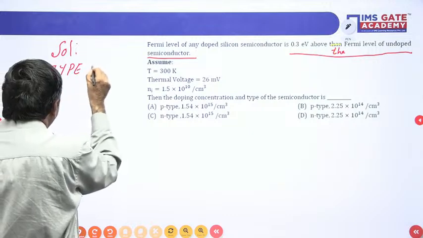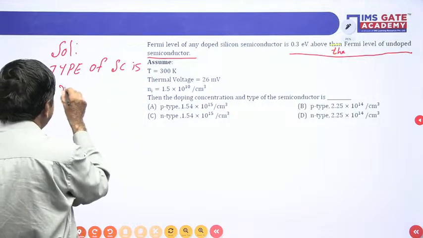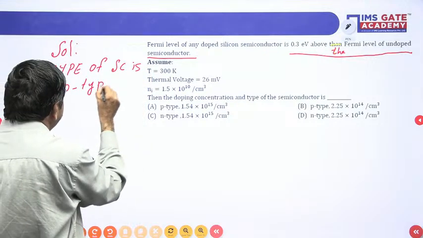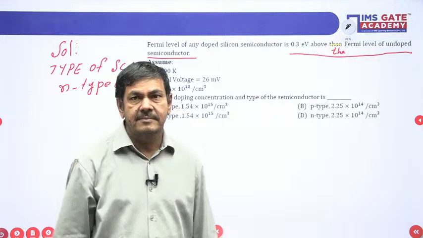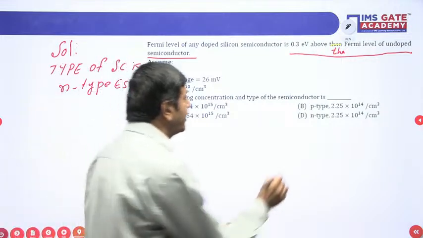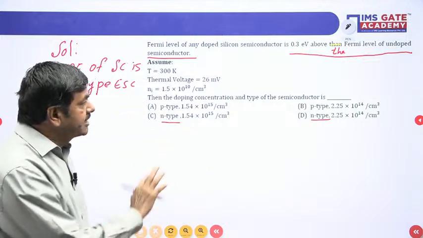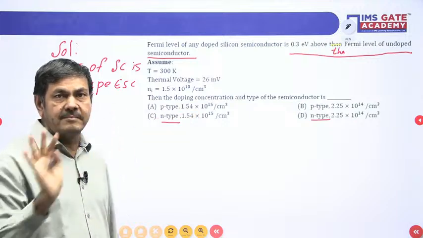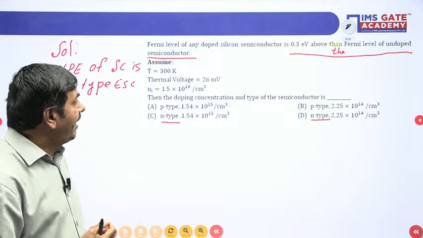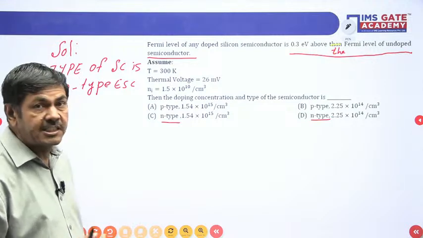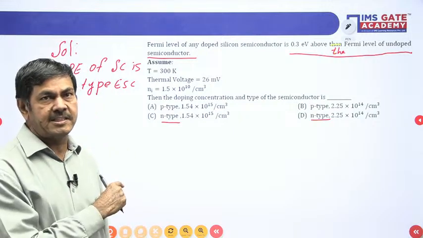Type of semiconductor is n-type extrinsic semiconductor. One point is clear. So here I got the n-type, and here also I got the n-type. But the concentration options A and B are not correct. That is clear because A and B are given with p-type only. That is not correct here. And we need to find the concentration. What concentration do we need to calculate here? The concentration of electrons is required because it's an n-type extrinsic semiconductor.